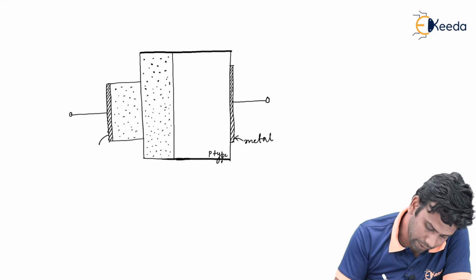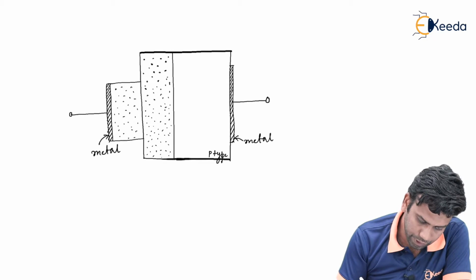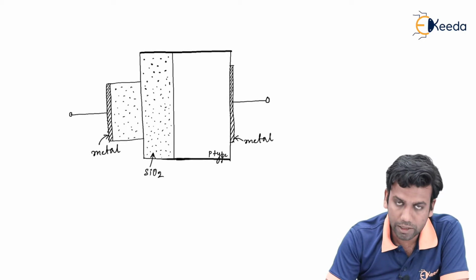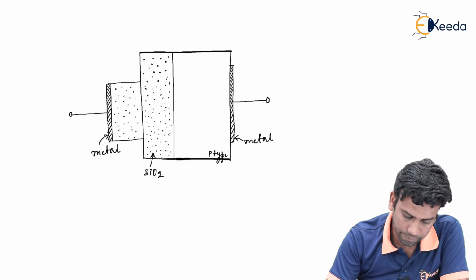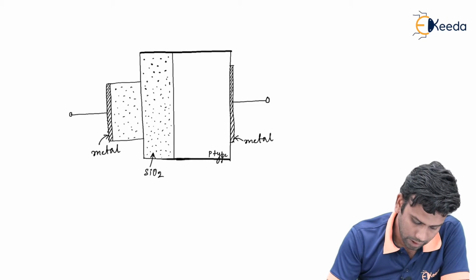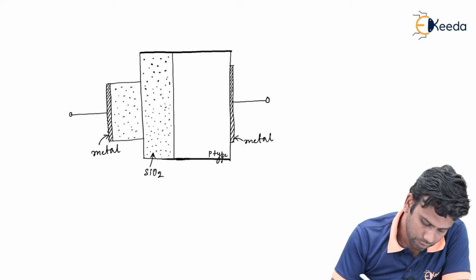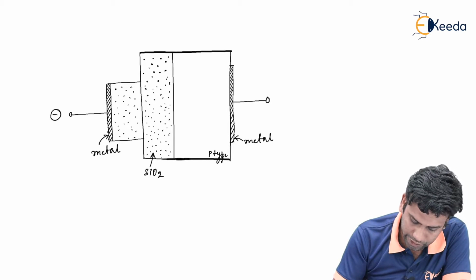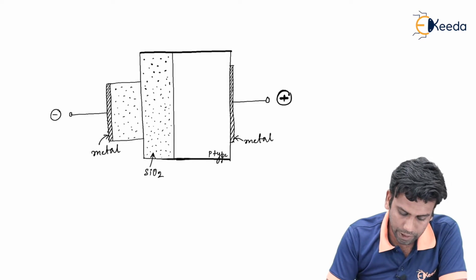So this will also be the metal, and in between these the dotted region is the silicon dioxide which will serve as the dielectric of the capacitor. Now let us connect a negative potential to this terminal and a positive potential to the metal terminal.